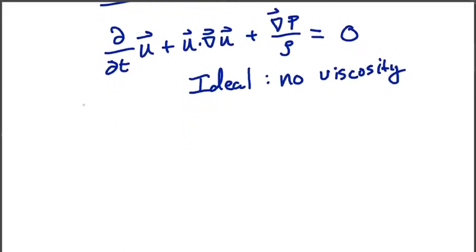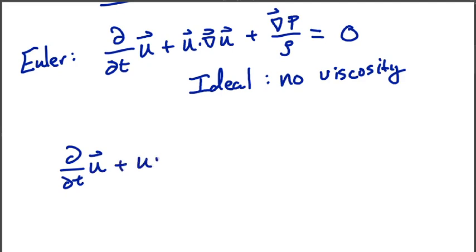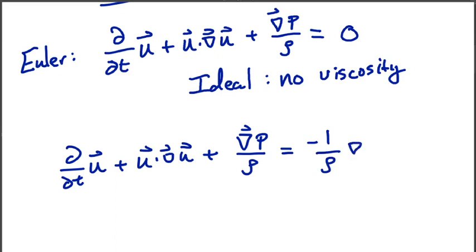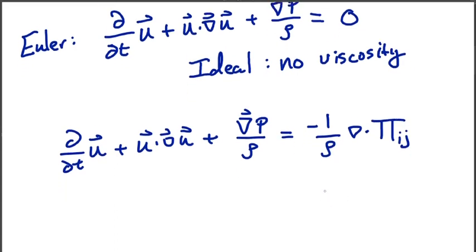So this is Euler up here. And let's write a new equation, one that we've modified. Let's write our same left-hand side, d by dt of u plus u dot grad u, plus grad p over rho is equal to, now, rather than 0, minus 1 over rho times the divergence of a 2 tensor pi ij, where pi ij is called the viscous stress tensor.